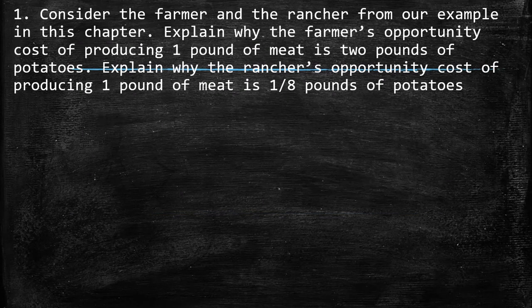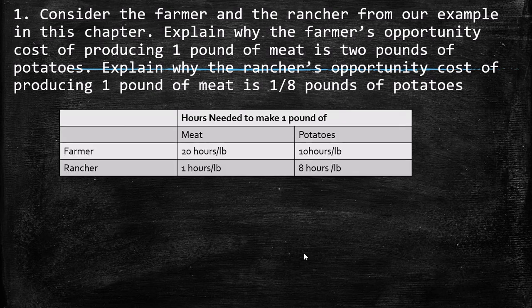So the first question says, consider the farmer and the rancher from our example in this chapter. Explain why the farmer's opportunity cost of producing 1 pound of meat is 2 pounds of potatoes. Explain why the rancher's opportunity cost of producing 1 pound of meat is 1/8 pounds of potatoes.